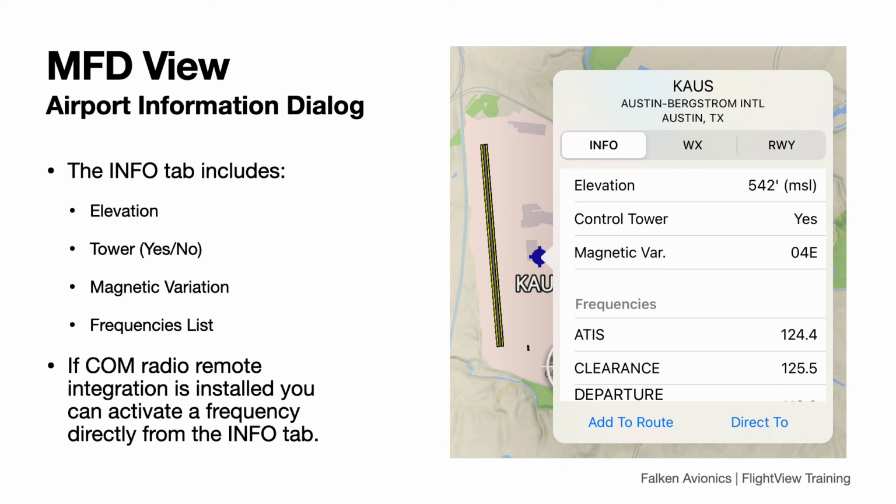The Info tab includes the airport's elevation, whether or not the airport has a control tower, the magnetic variation, and a list of frequencies. If your FlightView system has a remotely controllable radio, you can select any of the listed frequencies and the system will automatically tune COM1 to that frequency.